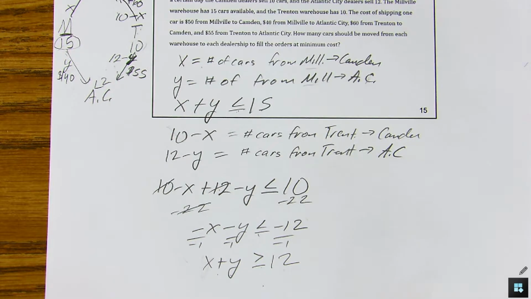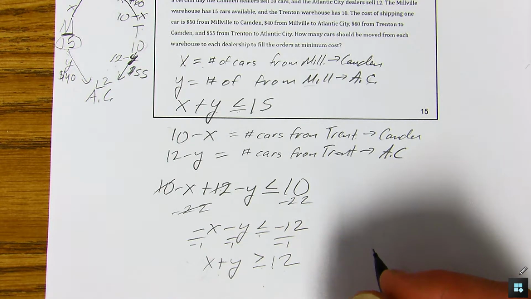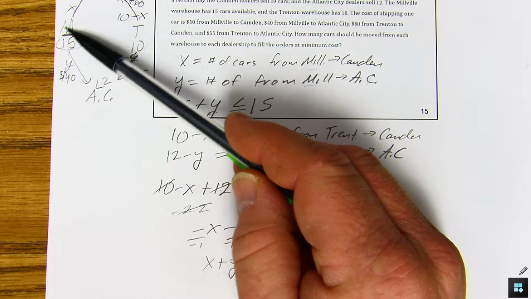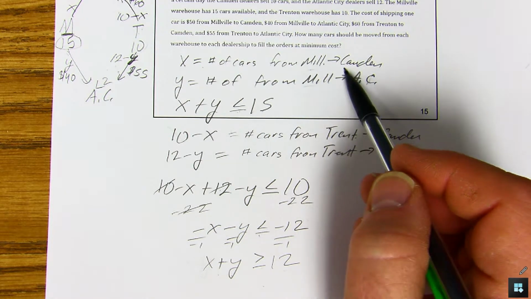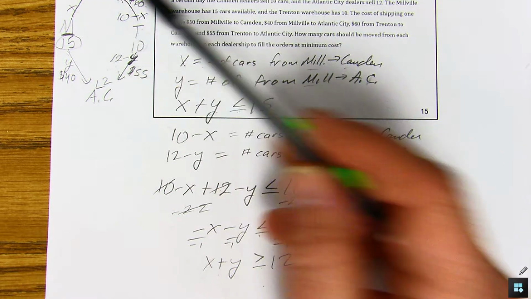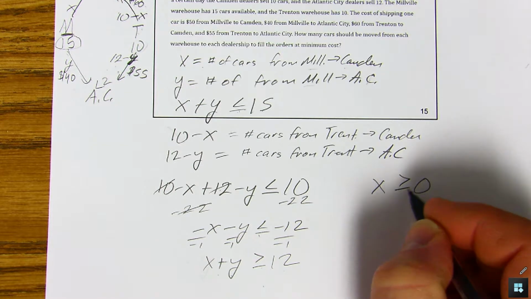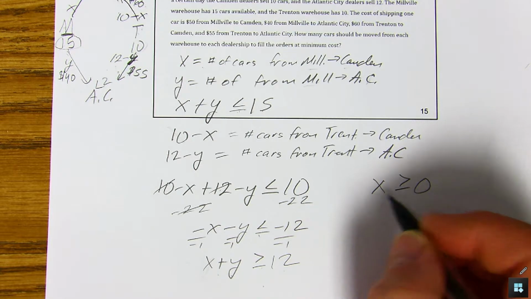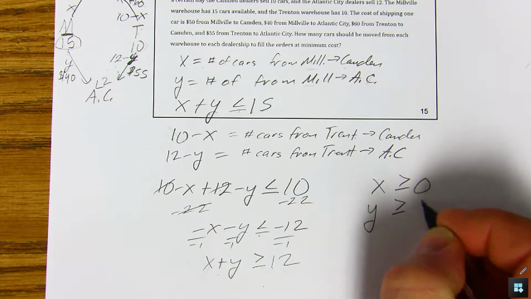Now let's note a couple of other things for sure. We know that x, the number of cars from Millville to Camden, since it's cheaper than Trenton to Camden, we want to send at least some, or none, so it's got to be greater than or equal to 0. It could be equal to 0. And the number of cars from Millville to Atlantic City has got to be greater than or equal to 0.